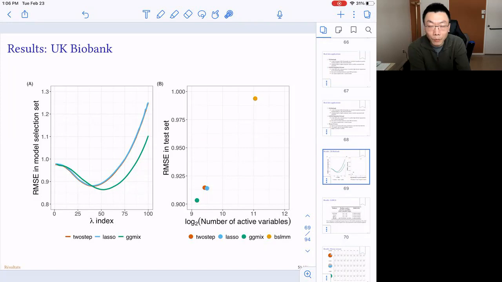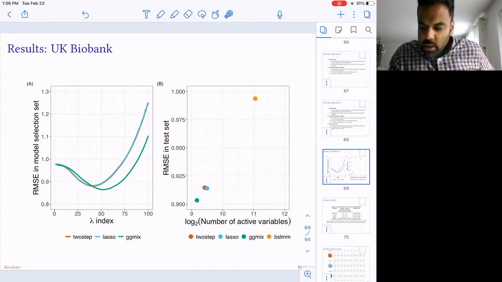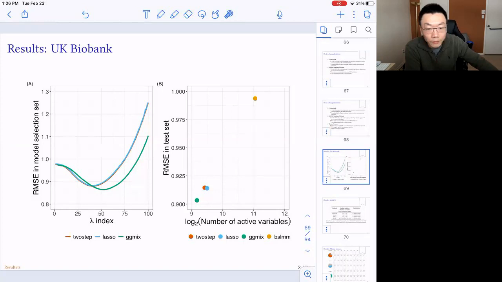Could you compare with the Bolt LMM as well? Bolt LMM is another quite popular software from Po-Ru Loh from Harvard. Yeah, but Bolt LMM, from my understanding, is univariate, right? Yeah, that's for testing in GWAS. You're right. Yeah, it might work with the PRS, but yeah.